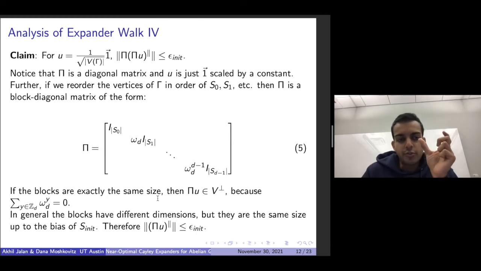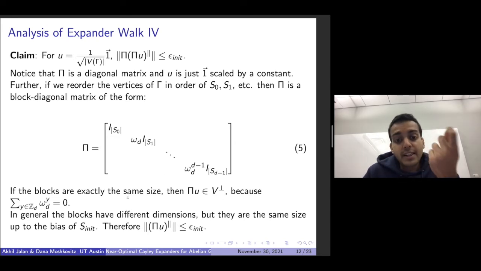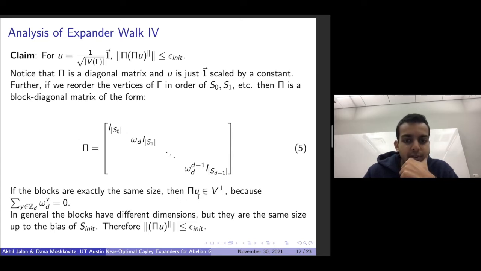If we look at the structure of this pi matrix, it's essentially a block diagonal matrix where the blocks correspond to the buckets that we partition the graph into. And so you have an identity matrix here, then you have another identity matrix but scaled by a root of unity, and in general the blocks will just be scales of the identity matrix times some root of unity. So now notice that if the blocks are exactly the same size, then actually pi times u is contained entirely in perpendicular space. And the reason is because if you add up all the roots of unity, you get 0.